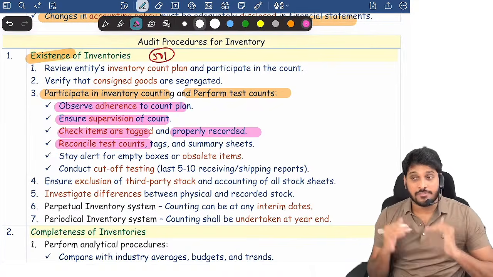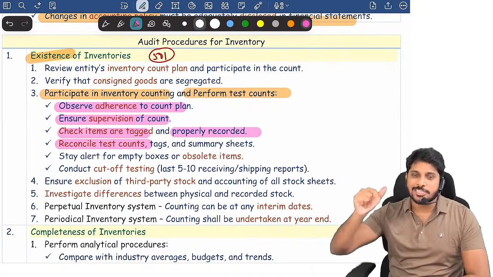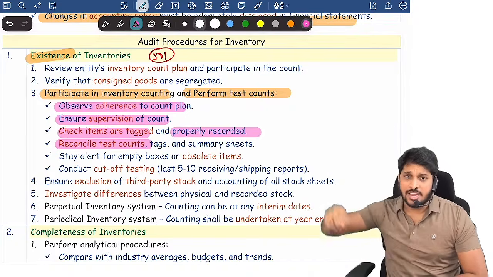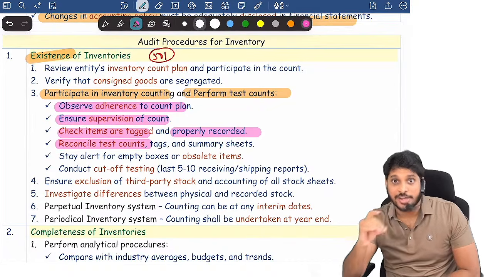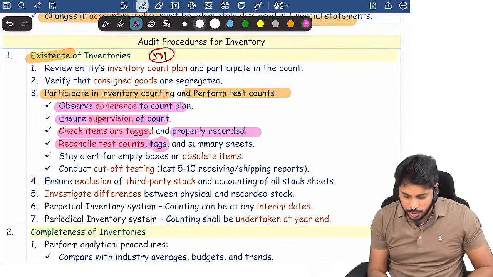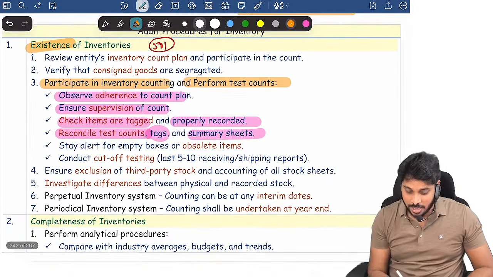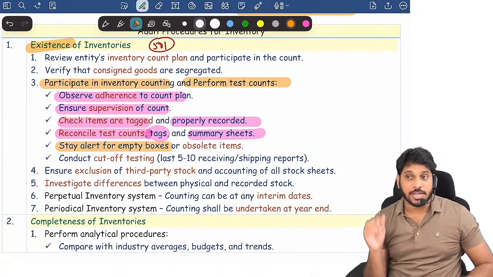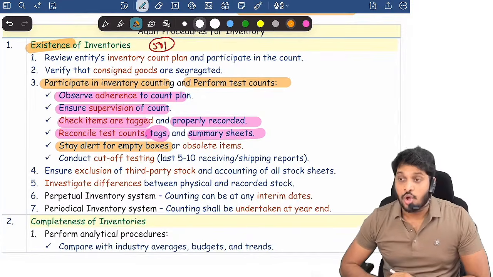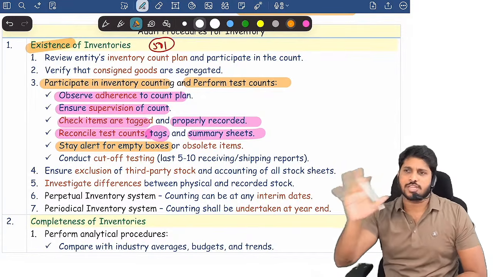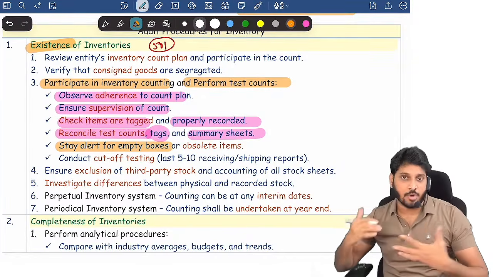Reconcile test count means what? For example, I went to the godown, and one of the employees was counting one particular rack. In the rack, he said 44 items are there. You also go and see how many were there, whether 44 are really there or not. That's called test counting. You will see the tags and summary sheets, and you will be alert for empty boxes. Sometimes in some racks an empty box will be there, and the employee will be counting that empty box also. Go and try to touch and hold it, just try to push it. You will understand whether that's an empty box or a real box.